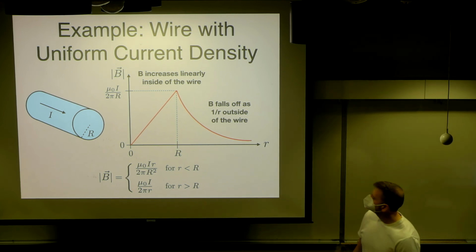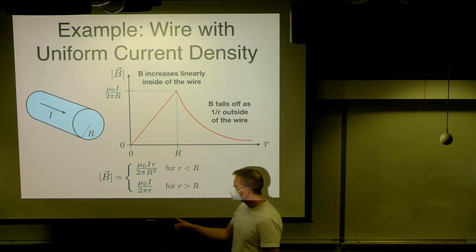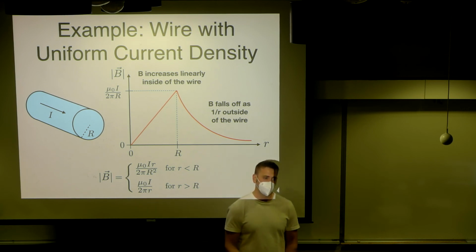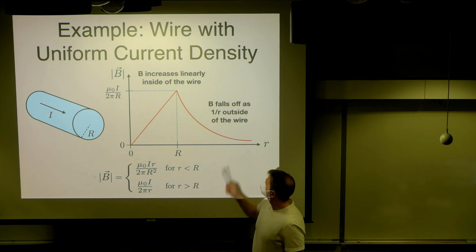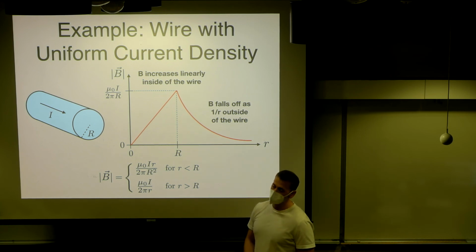As soon as we get outside the wire, now it's a 1 over r relationship. So that looks like this. It's a 1 over r type curve, showing us how the B field is falling off as you get further and further away from the wire. That's what we have. Questions?